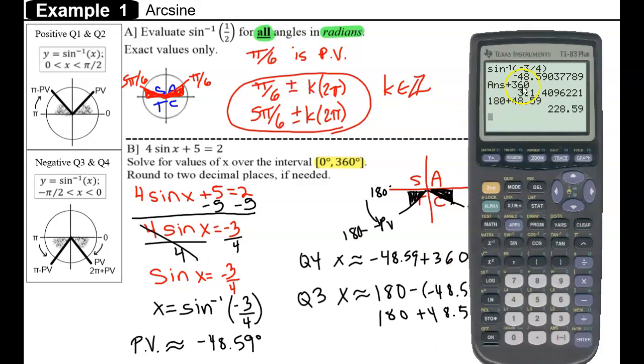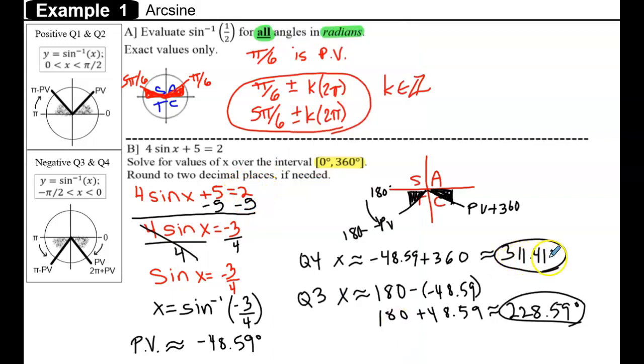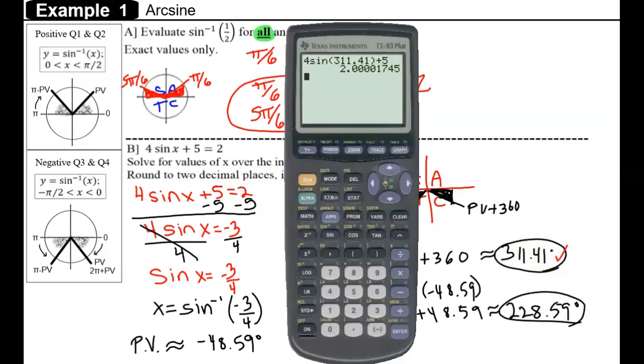And we can check those answers in the calculator by substituting each in for the x. So 4 sine of 311.41 degrees plus 5, and then that's approximately 2, which checks with our original equation. And then we'll do that with our second solution, 228.59 degrees. And again, the answer rounds to 2, which checks.